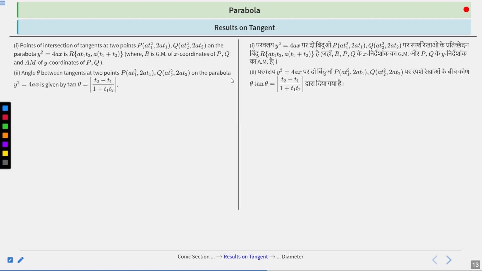Got it? Next, the angle θ between the tangents at two points P(at1², 2at1) and Q(at2², 2at2) on the parabola y² = 4ax is given by tan θ = |(t2 − t1)/(1 + t1t2)|. Got it?